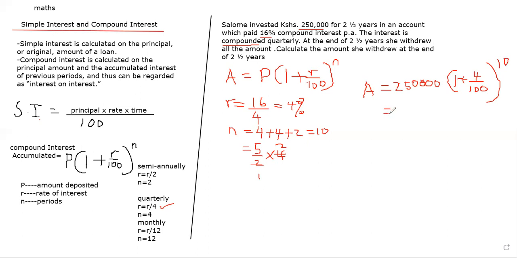So how do you work out this? You start with a bracket, as I said. You press 1 plus 4 over 100, and we raise it to 10. Then once we've raised it to 10, we'll get like 1.48. So we multiply it again by 250,000. We'll just write the final answer.